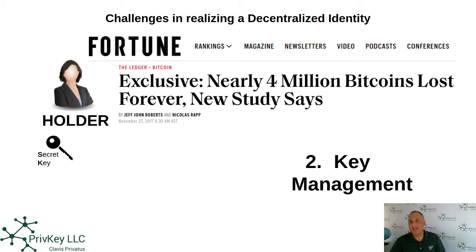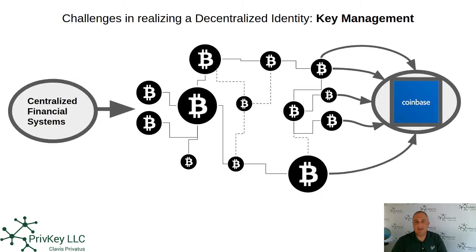And we have an idea of how to do this because we've seen it with Facebook and with Google and with other places where you can call these institutions and say, hey, can you reset my password? And I can prove who I am by going back to the legacy system. In the case of Bitcoin, you don't have such a privilege. That's why I mentioned this headline, right? So key management is a very big challenge to the realization of decentralized identity. Another aspect of key management is that we have this centralized financial system.